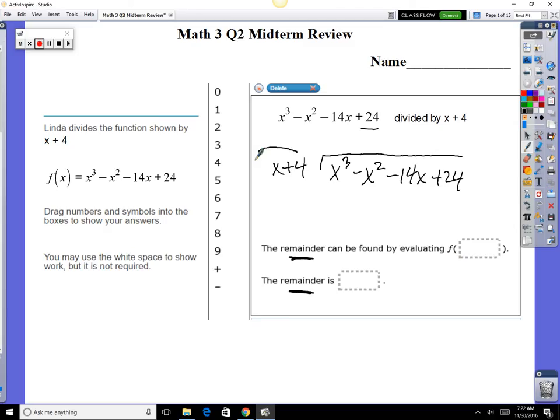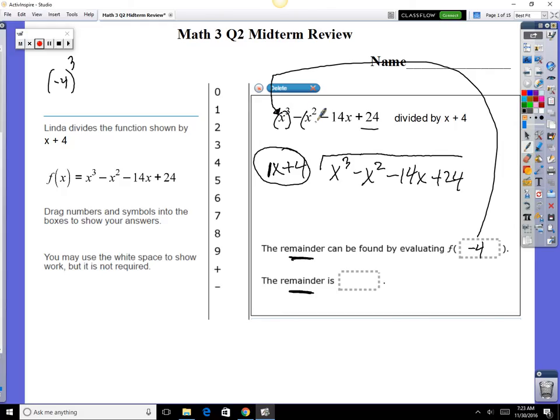Because you're dividing it by x plus 4, the remainder theorem is this. Here's the shortcut. If this is a 1, we are going to take the opposite of 4. We're going to take a negative 4. We are going to plug a negative 4 in wherever there's an x. So wherever there's an x, put in parentheses: parentheses, negative 4, parentheses, cubed. Replace each x with parentheses, and then you just type it in one command on the calculator and you're in business.